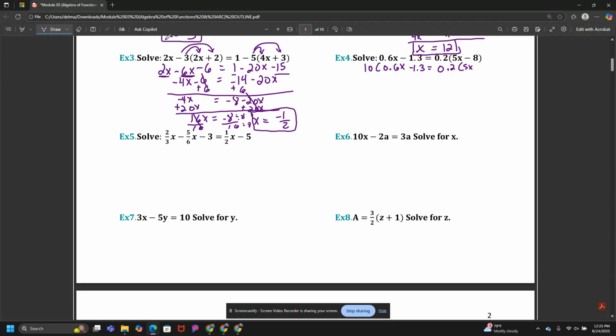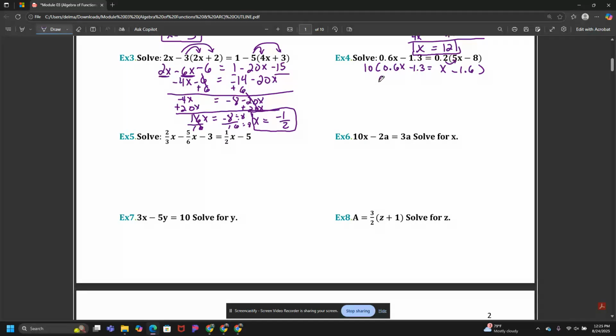Well, hold on a minute, I need to do just a little bit to this side first. I need to distribute that 0.2. So 5 times 0.2, that's just x, because this is the same thing as 1/5, and 1/5 times 5 is just 1. 0.2 times negative 8, that'll be negative 1.6. Now I can multiply all of that by 10. I almost forgot to distribute that 0.2 first, so that's very important.